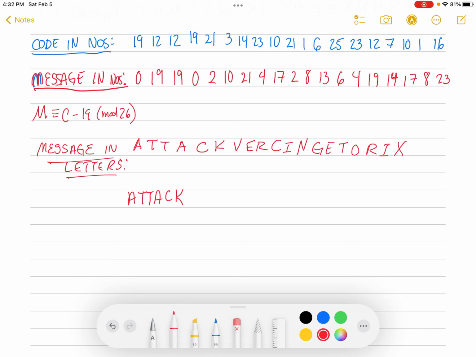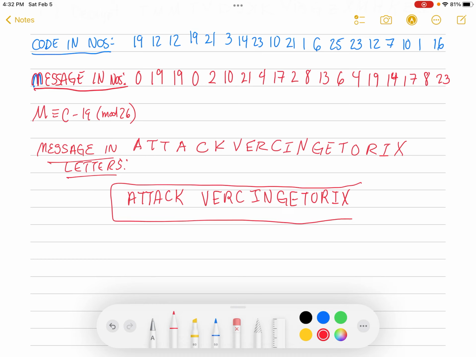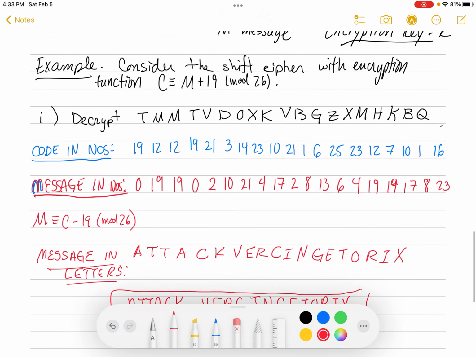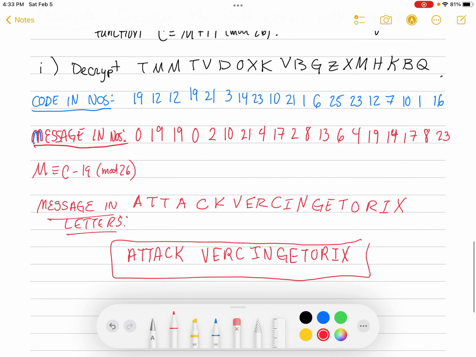And if you know any history about the wars between the Romans and the Gauls around 55 BC, 52 BC, that time period, you would know who Vercingetorix is, however you want to say it. He was a leader of the Gauls that was defeated. So attack Vercingetorix. So there we have it, an example of a shift cipher. We are actually deciphering.